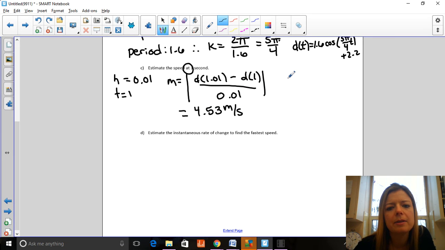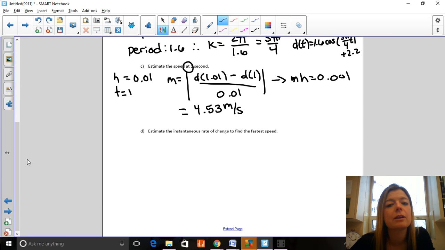Okay, then you can do a second calculation. So you can do where our h value is equal to 0.001 and see what the second estimation is, okay? If you need a reminder, a refresher of how to do that, you can go back to your chapter 2 videos. But you'll see it's approaching about 4.5 meters per second, the speed.